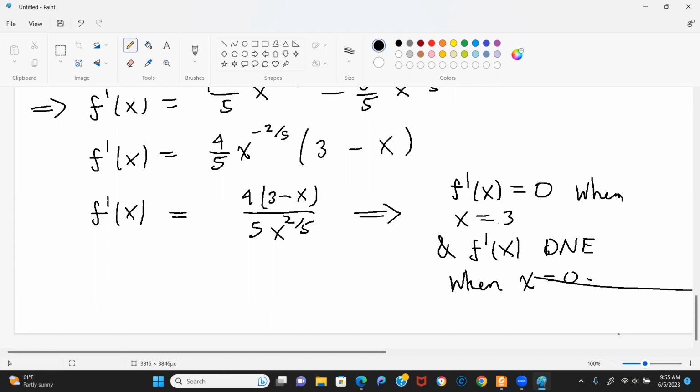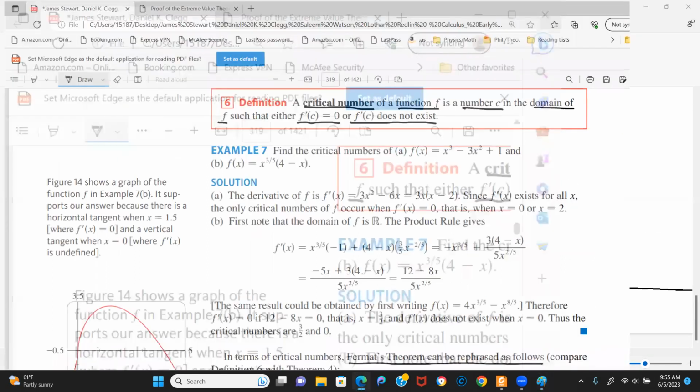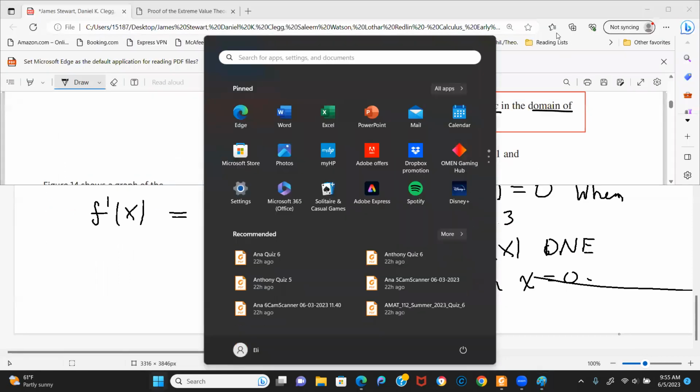They did the product rule. I don't know why. Yeah, I must have done something wrong. Let me pull the book up. They did the product rule. It's kind of unnecessary.